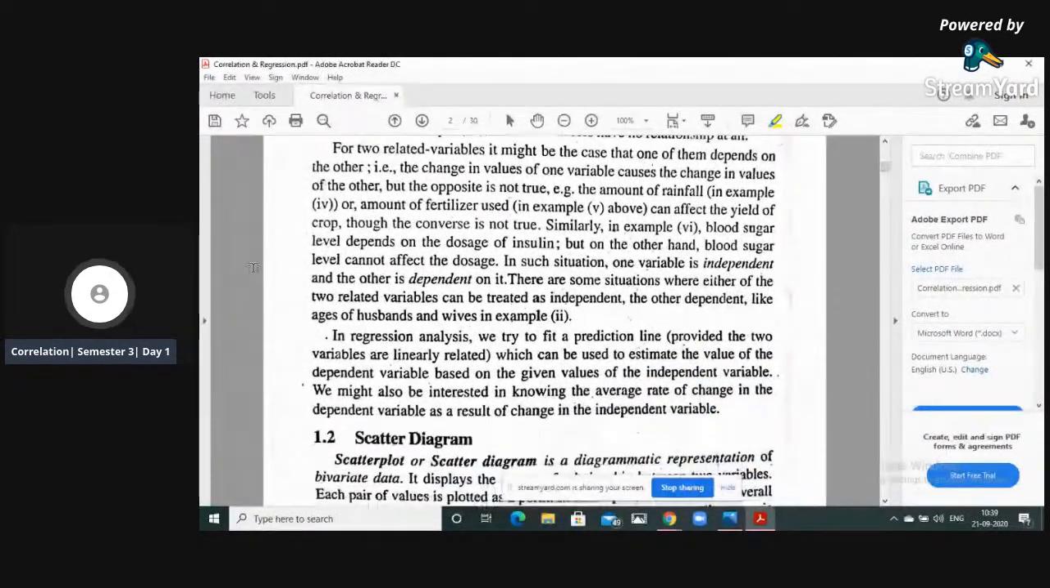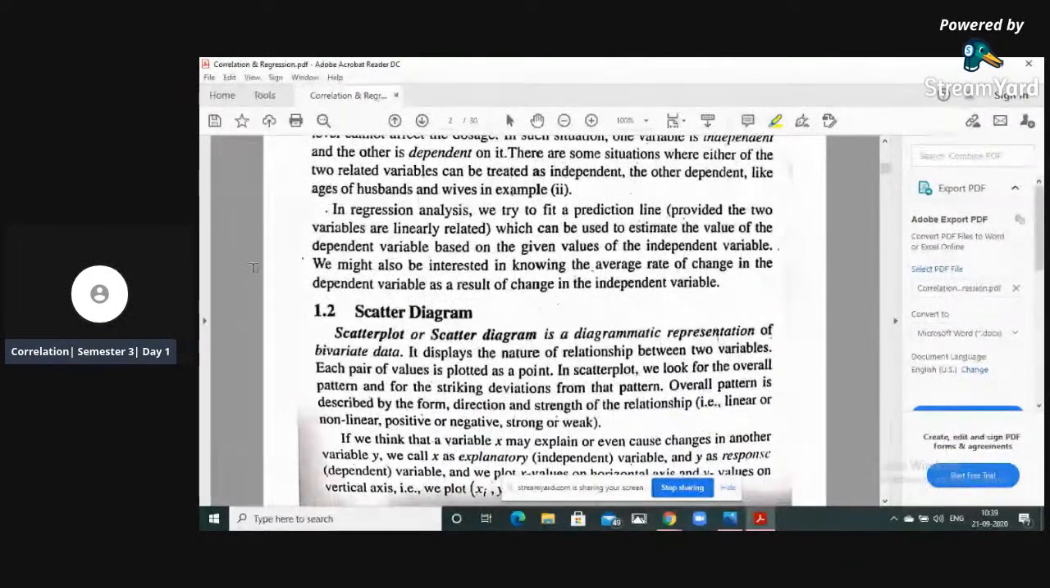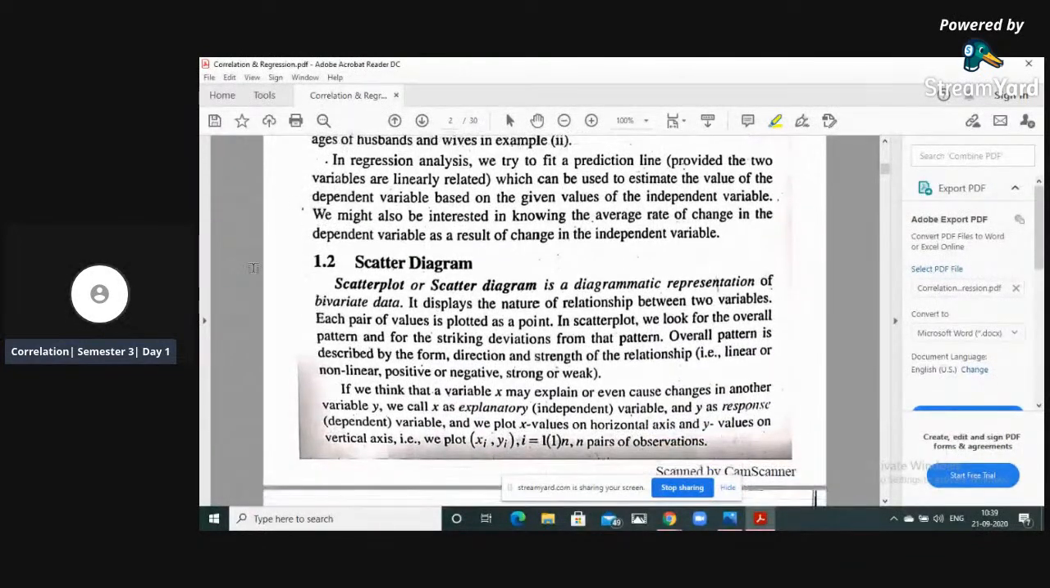Next, we move on to scatter diagram or scatter plot.